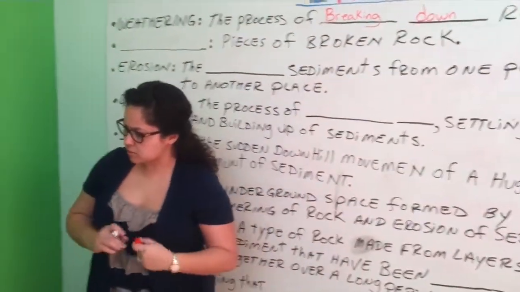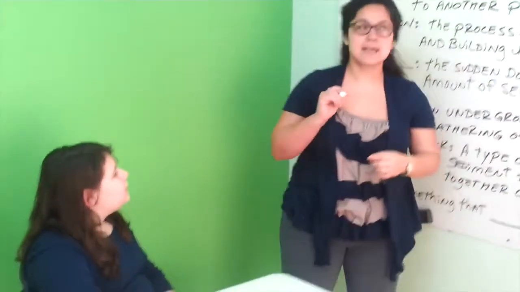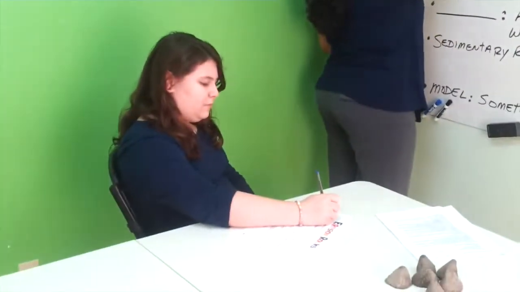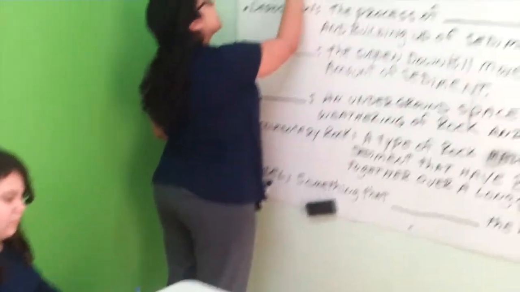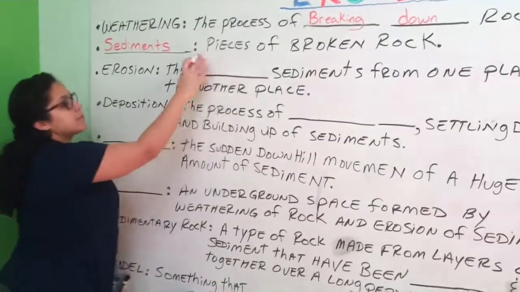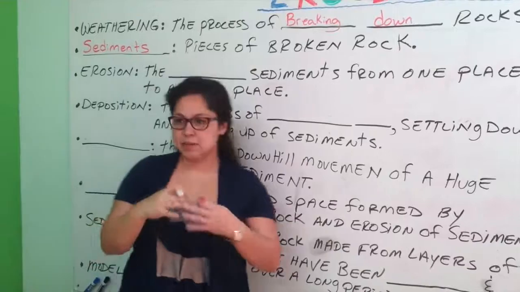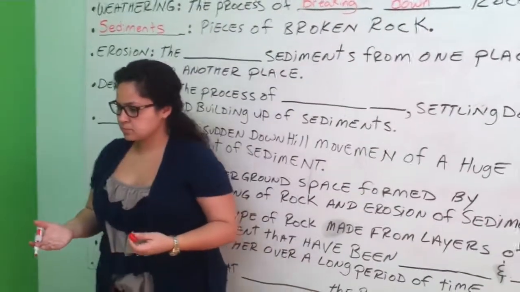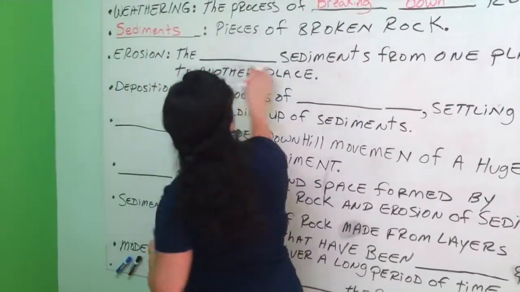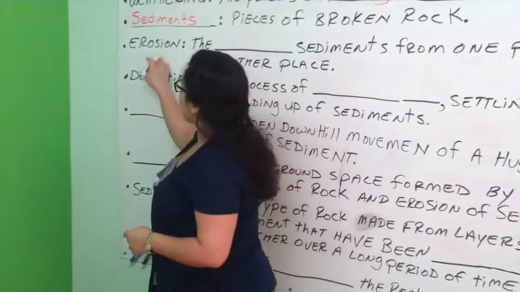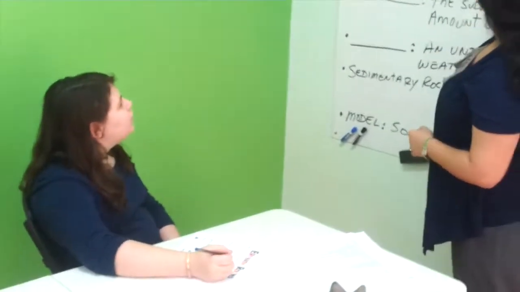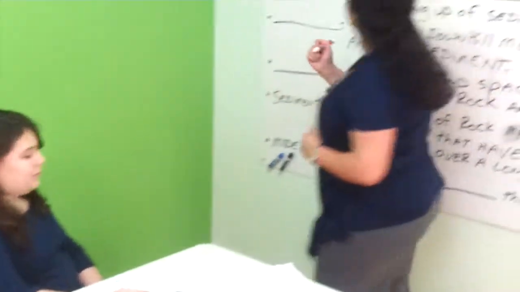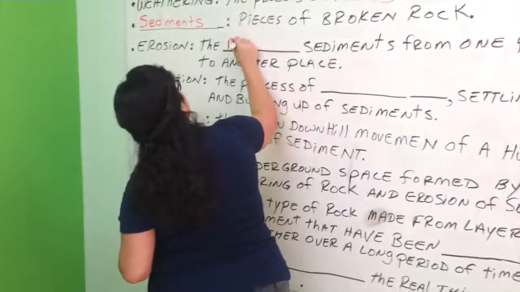Now, as the rock breaks, we have pieces of broken rock. What might we call those pieces of broken rock? Sediments, that is correct. Sediments are pieces of broken rock. Now, do the pieces just stay there? No. They begin to move from one place to another, and what do we call that? Erosion. And erosion is the movement of sediments. Very good.